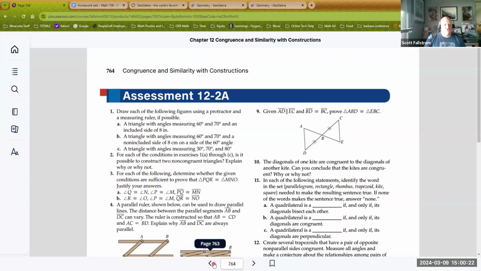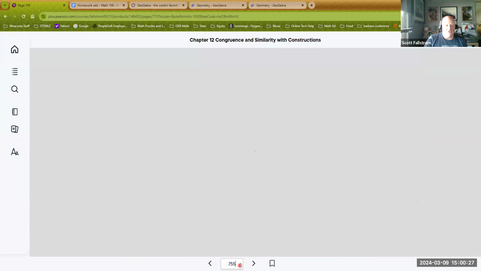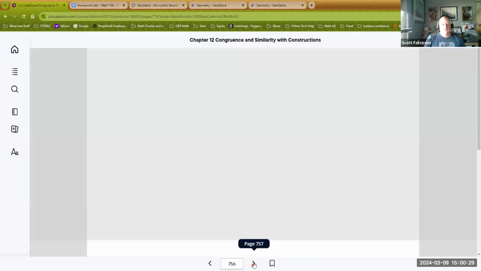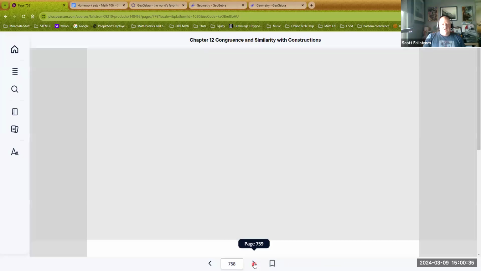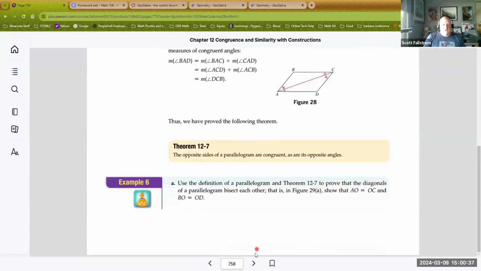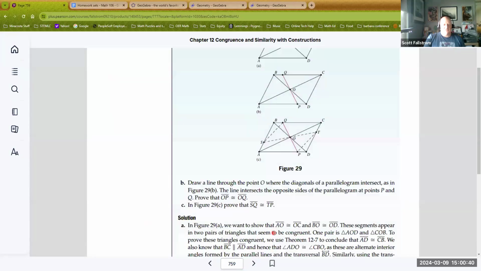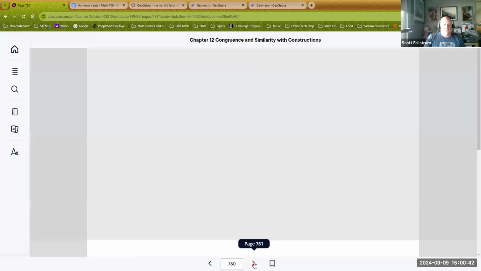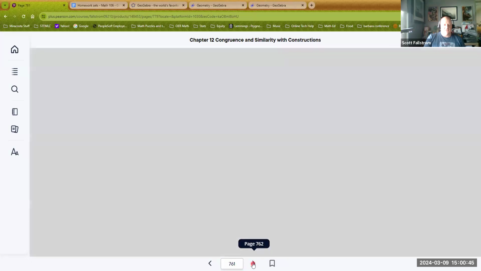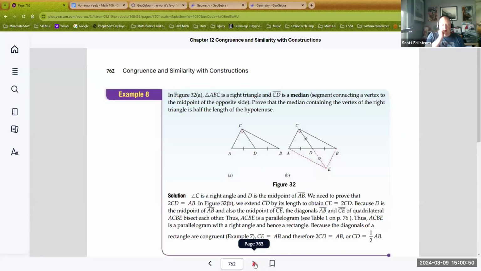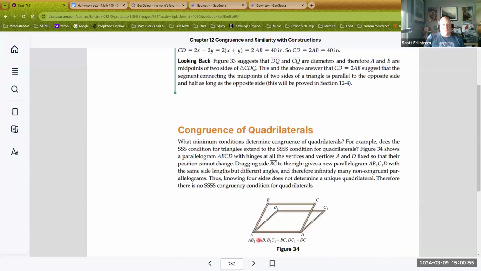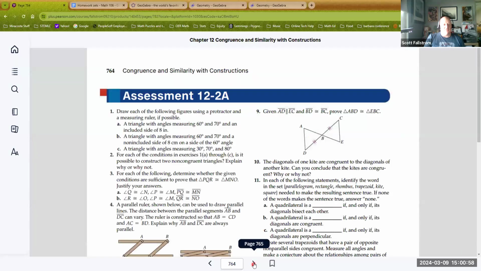So in terms of constructions, I'm not sure we had a ton of constructions in this section. But let's see here. Do we need to draw anything? Side, angle, side congruence. No. Those are all proofs, not constructions. Yeah, there's not anything else with constructions. They're all just the congruence pieces for this one.